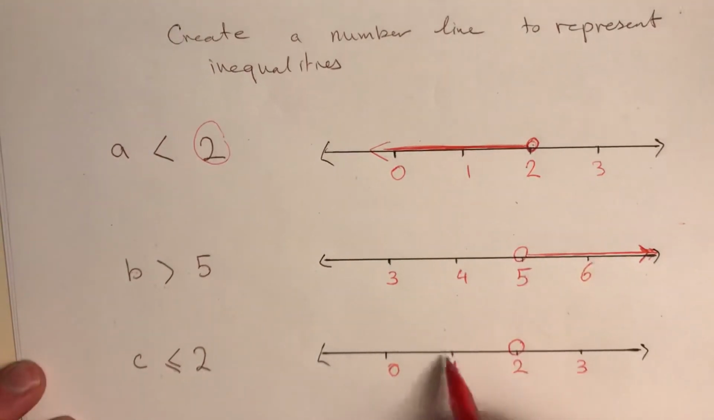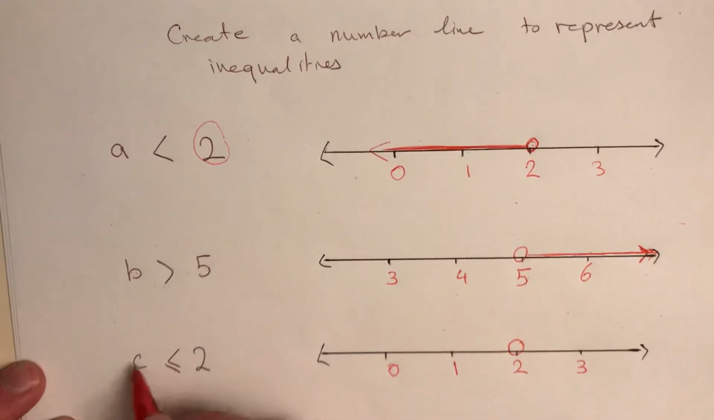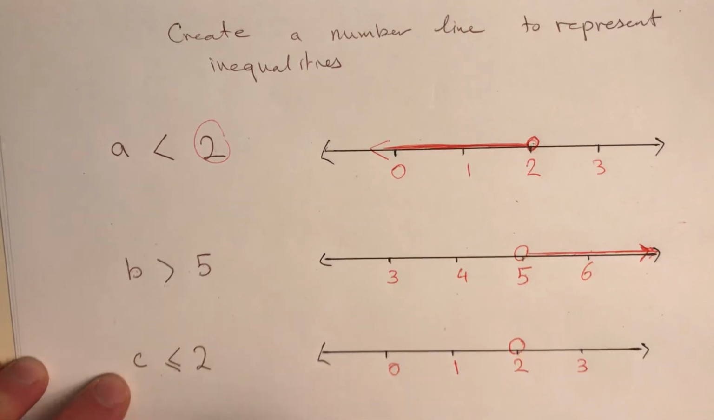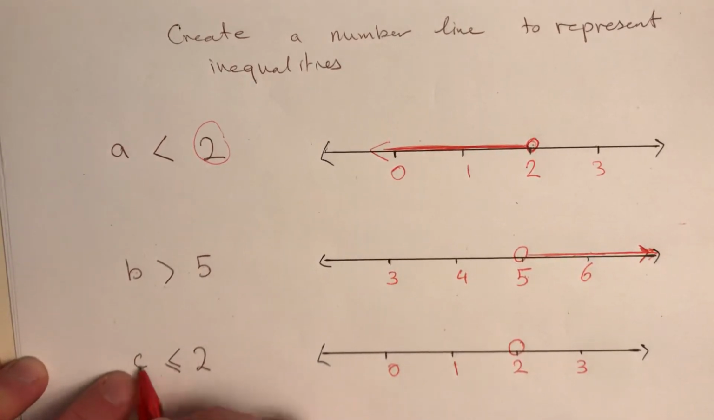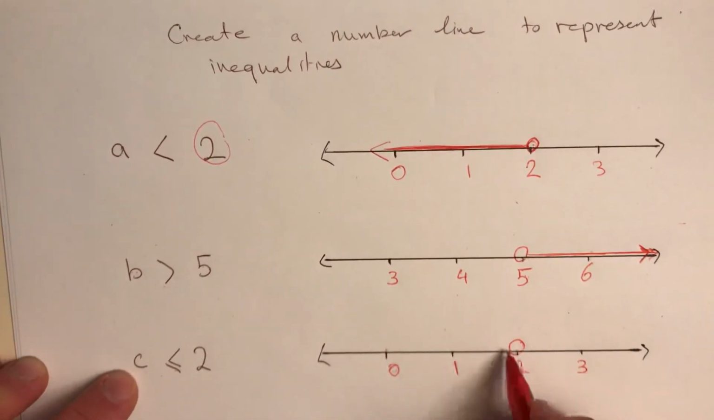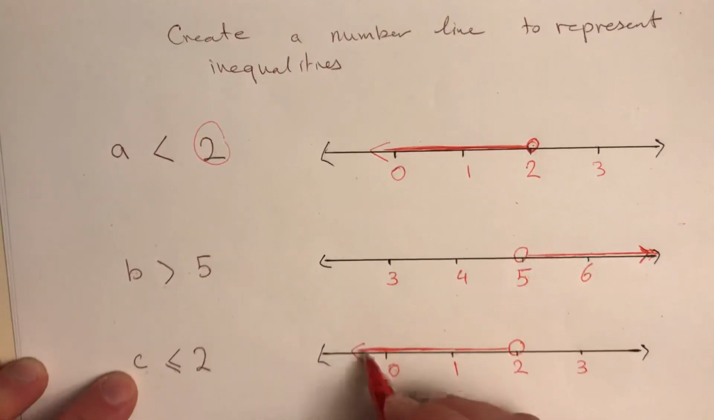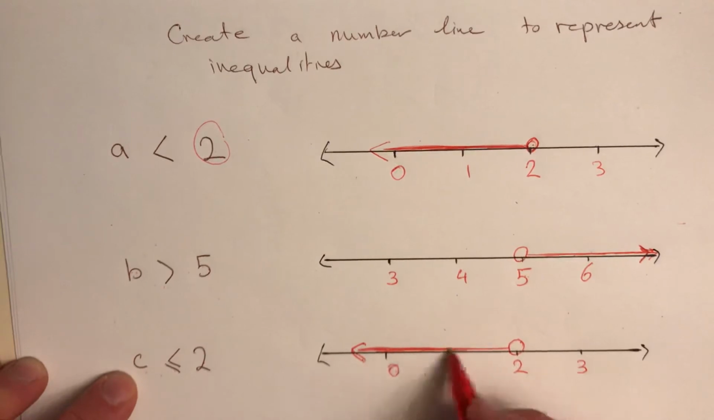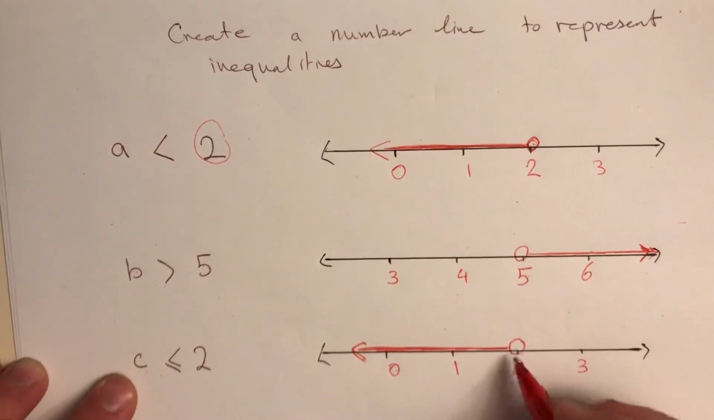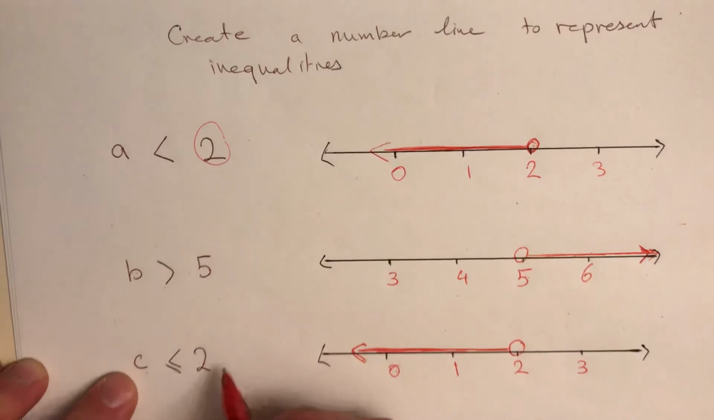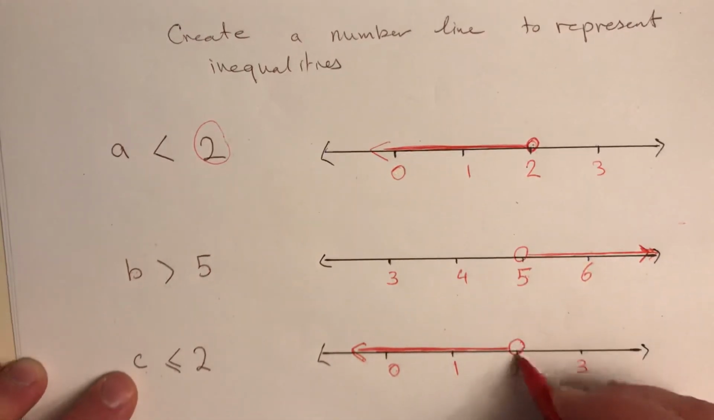If you pick 0, is 0 less than or equal to 2? Is that correct? Remember, it's either equal or less. So in this case, yes, 0 is less than 2. So that checks out. So we're going to color everything on this side. The second question we have to ask is, are we going to color this circle in, yes or no? If you put 2 in here, is 2 less than or equal to 2? Yes, it is. So we're just going to color this in.